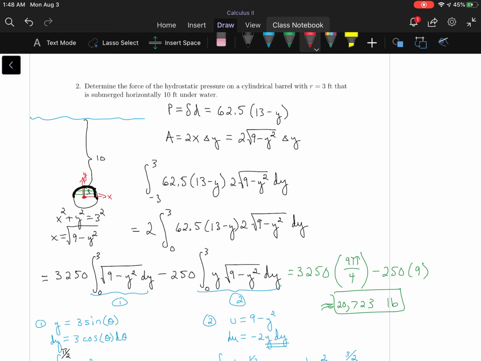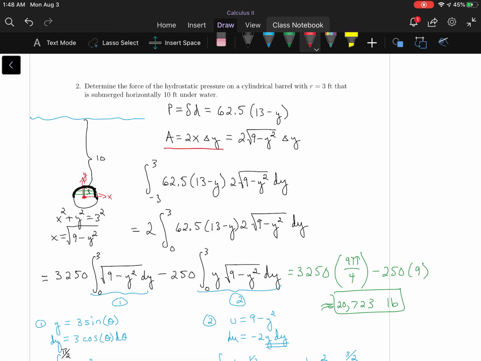So we have pressure. Now we need area, and I'm going to look at my little green rectangle cross-section example that I have at the top of the barrel circle. And the width in this case is going to be 2 times x with a height of some delta y. And so that's where area equals 2x delta y comes from.